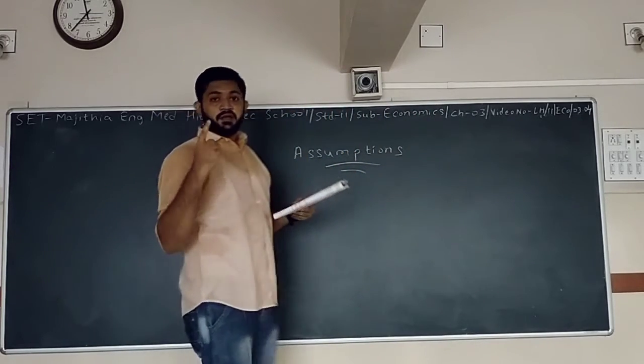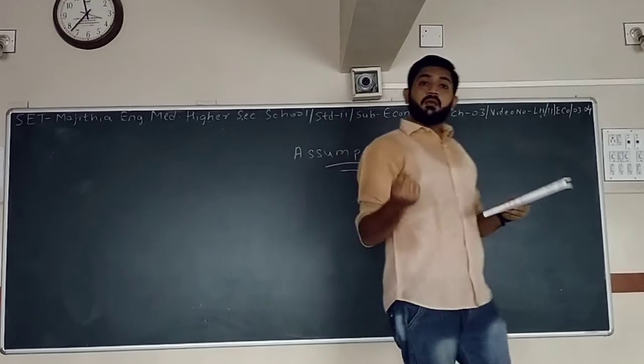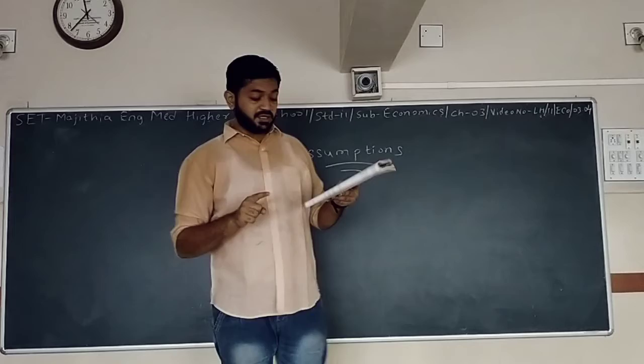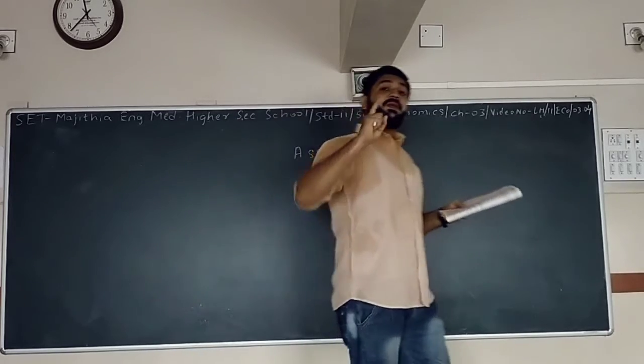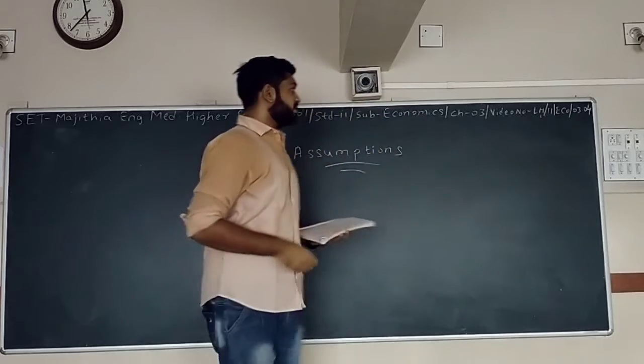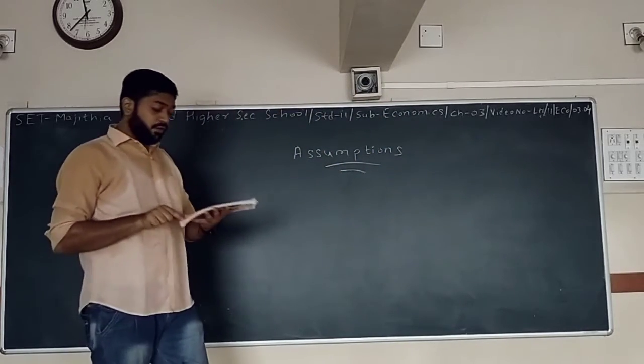The first was taste and preference. Second, income of a consumer. Third is substitute and complementary goods remain unchanged. Fourth is expectation regarding the future price, and the last is size of the population. So these 5 are the assumptions of the law of demand.